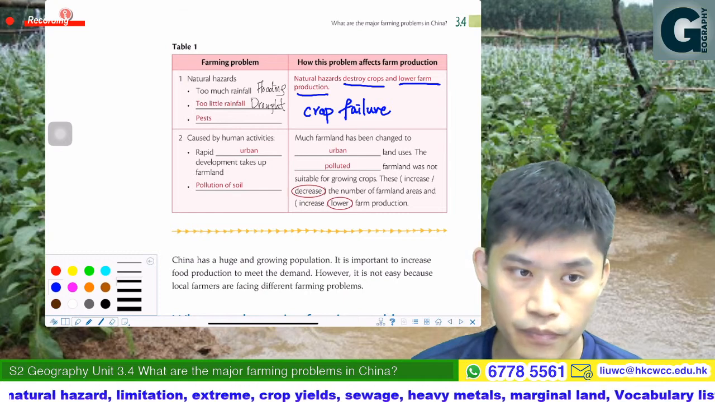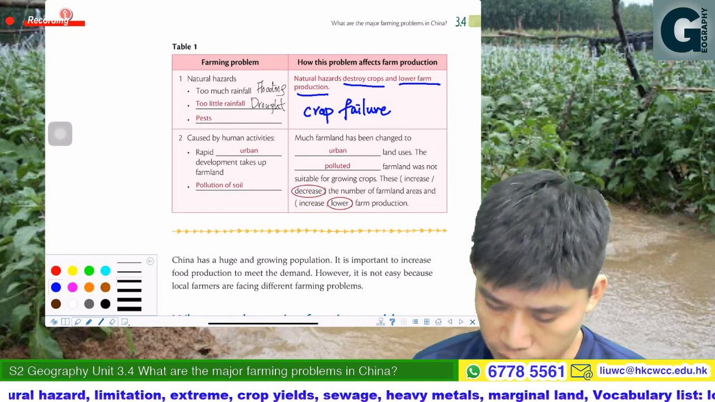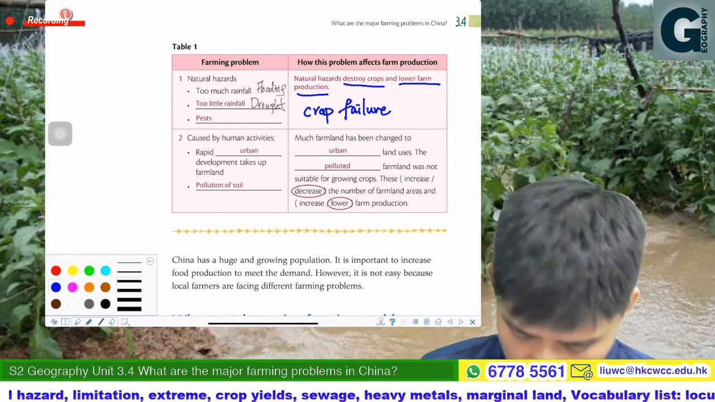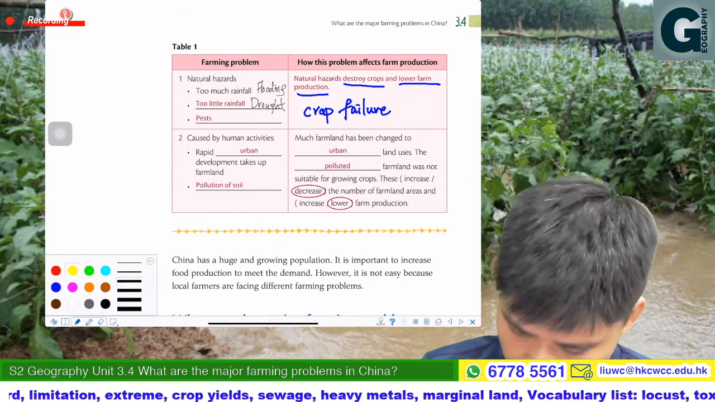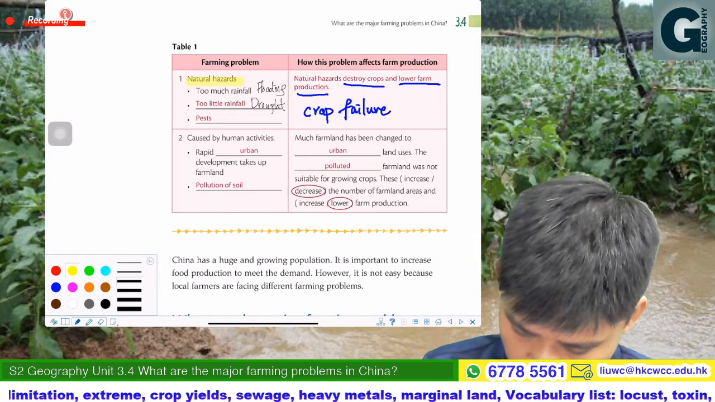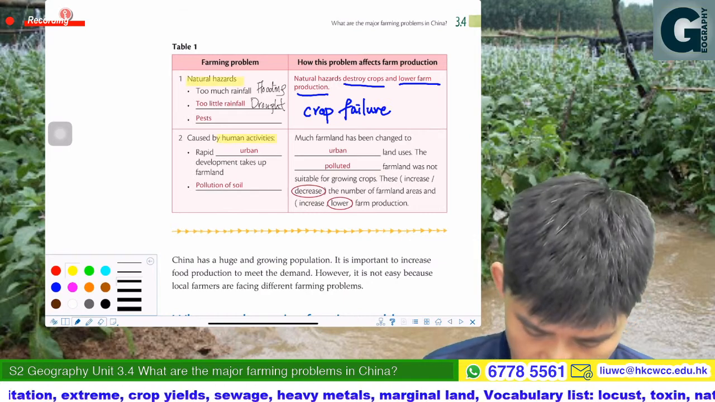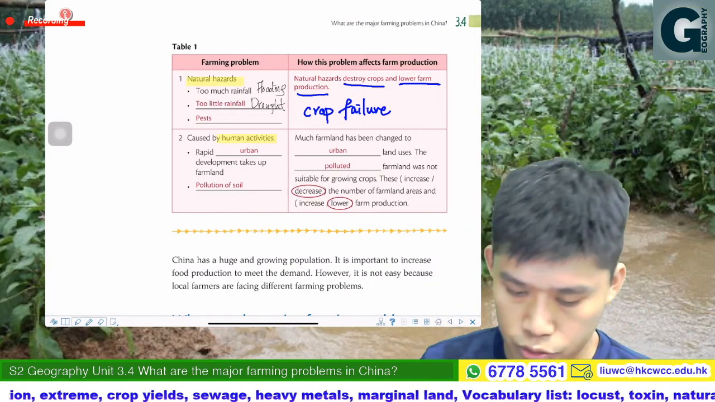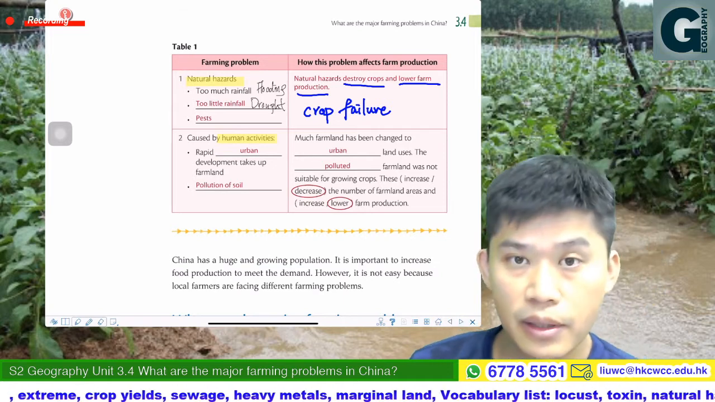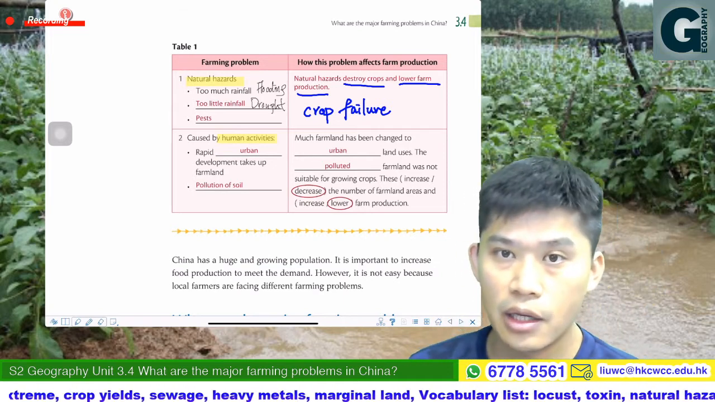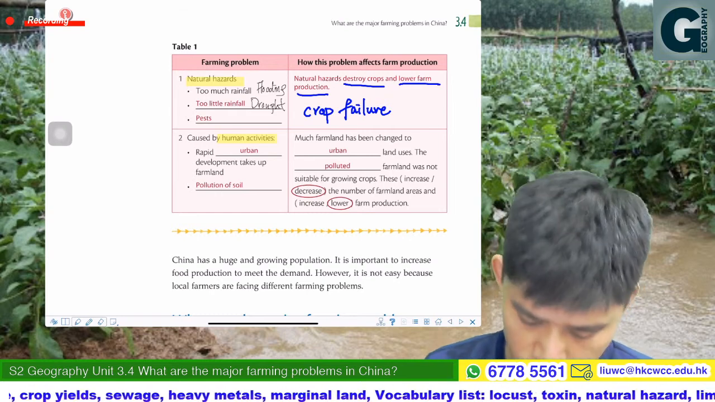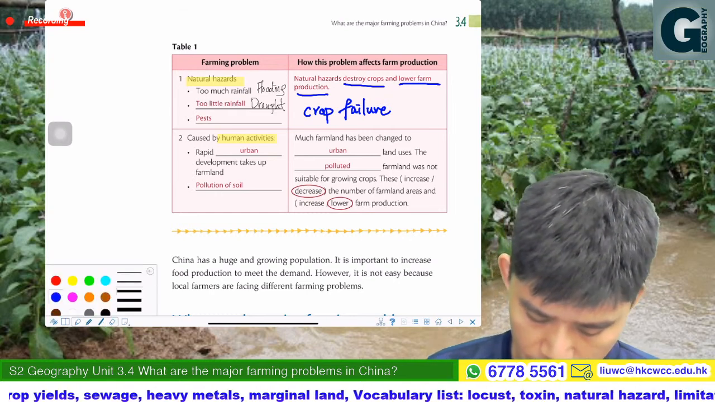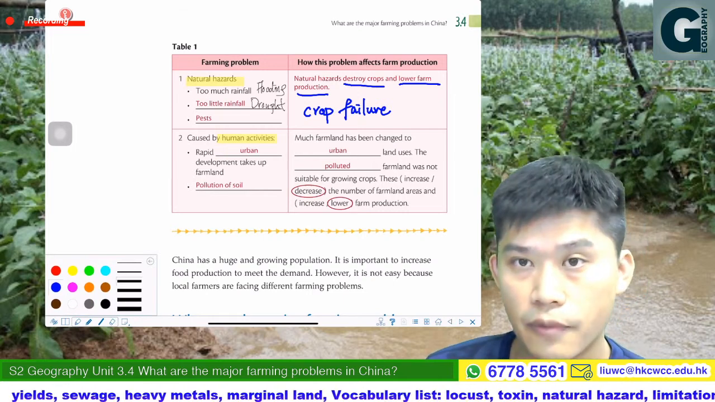crop failure. And then for the second, caused by human. Actually, the different types of farming problem could be divided into two types. One is natural hazards, and the other is caused by human. Human factors, so how urban development and also pollution may affect the farm production.